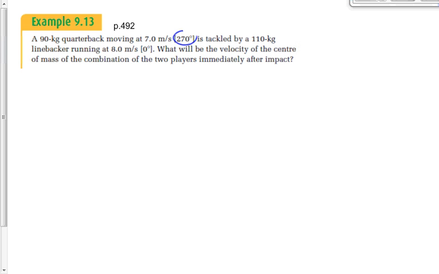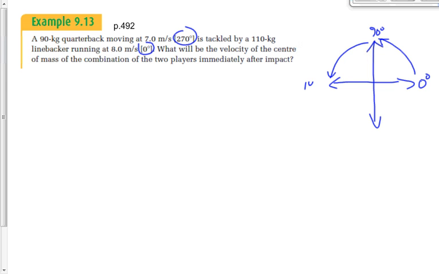They give two angles here, 0 degrees and 270 degrees. If I draw an XY coordinate system here, then we would label this as 0 degrees. Going around counterclockwise, this would be 90 degrees, this would be 180 degrees, and this would be 270 degrees. And if we keep going on, then this would be either 0 degrees, or we could call it 360 degrees as well. Again, don't lose any sleep over that. Let's draw the diagram here now. We got a 90 kilogram quarterback. We're going to call him object number 1.